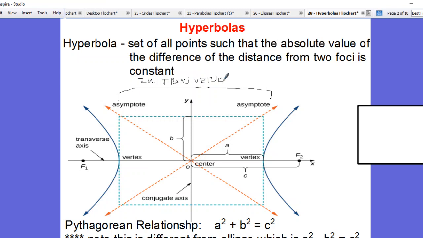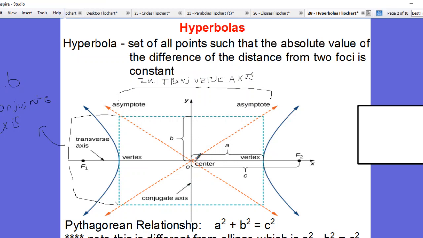Then b, that's half of the conjugate axis. So if you had a length of 2b, which is that length right there, that would be the conjugate axis. And the transverse axis is the axis that aligns with the vertices, the two vertexes. And the conjugate axis is the line perpendicular to the transverse axis.